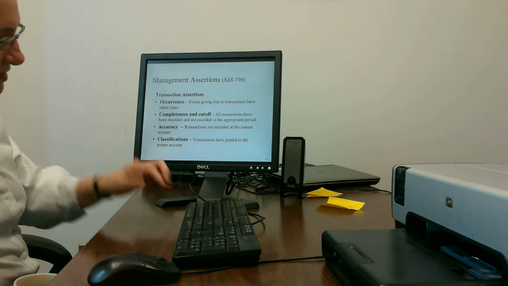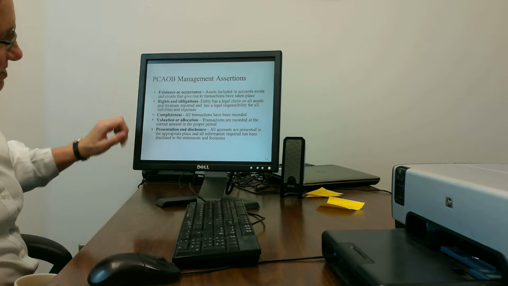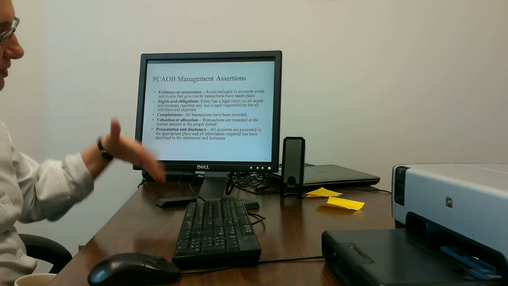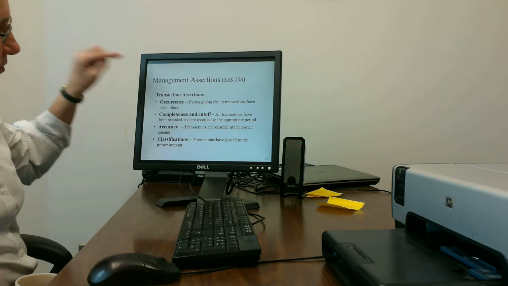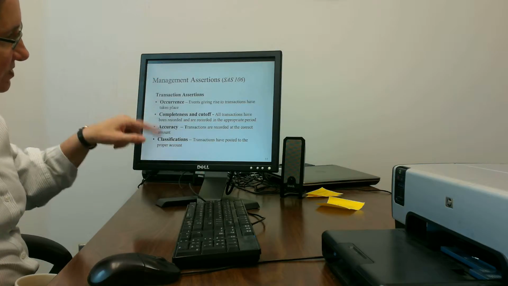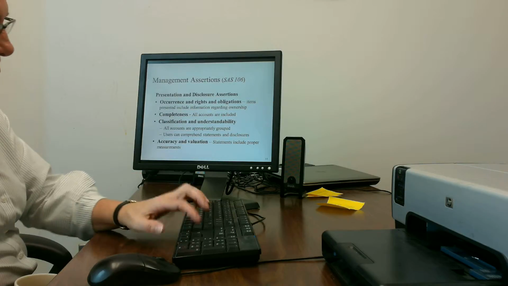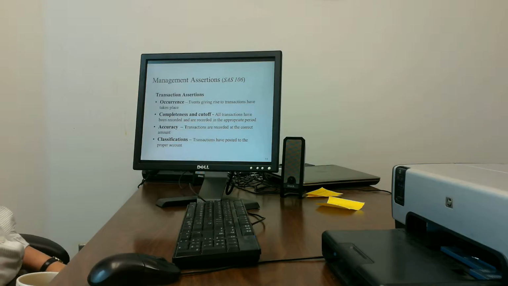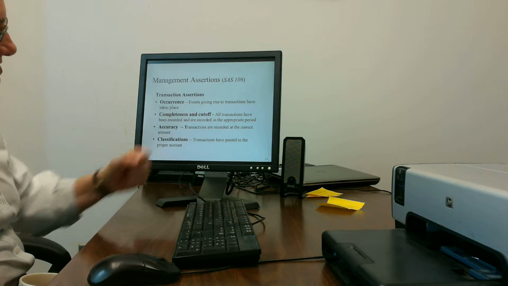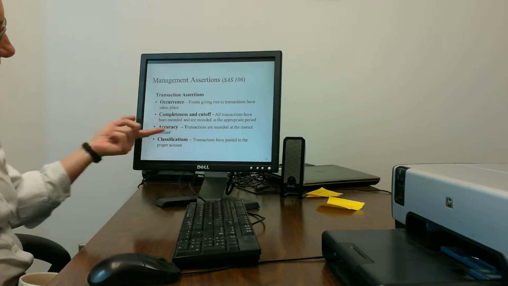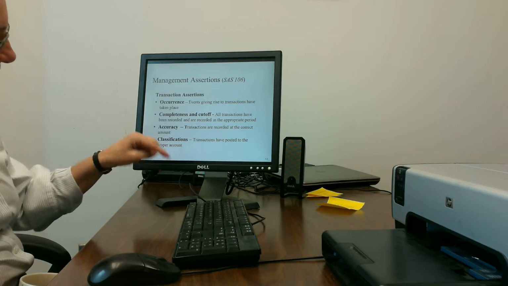have slightly different formulas. PCAOB just says these are the assertions and apply it to a transaction or apply it to an asset or a liability as is appropriate, right? Whereas AICPA splits the assertions up into transaction assertions, balance assertions, and presentation assertions. So transaction can occur, it can be complete. Cutoff means it's in the right period. Accuracy means recorded in the correct amount for a transaction. Classification, it's in the right account.